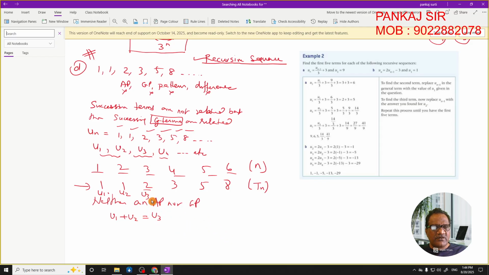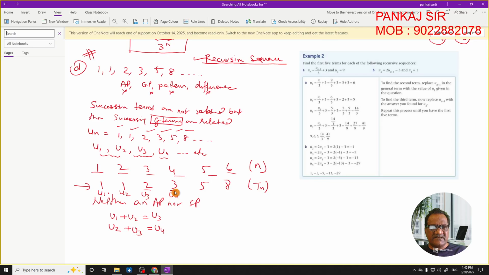Let me check for u2 plus u3. Now u2 is 1, u3 is 2, and when I add 1 and 2, I get the answer as 3, which is nothing but u4. So can I say u2 plus u3 is equal to u4? This way I can see it everywhere, right?